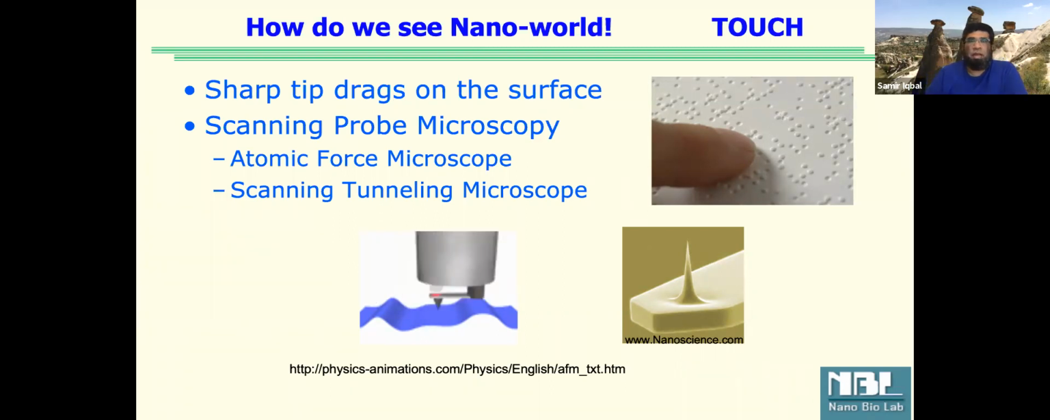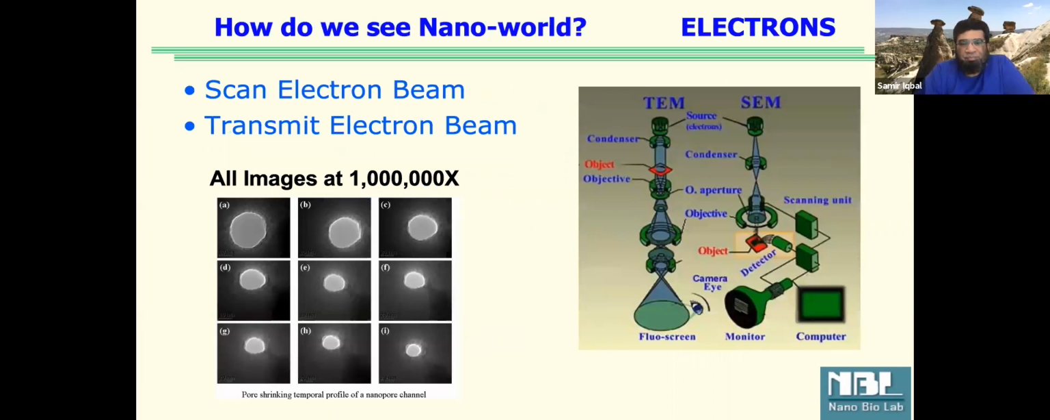The other way to look at the nano world is using electrons. There are two ways we use electrons. We either throw a beam of electrons on the surface and capture the reflected electrons. We don't flood the surface, we basically use a very sharp beam and scan the surface. When electrons bounce back, we capture those and they tell us what is on the surface. That's the scanning electron microscope.